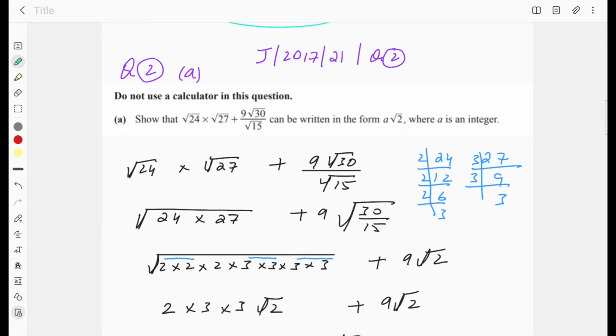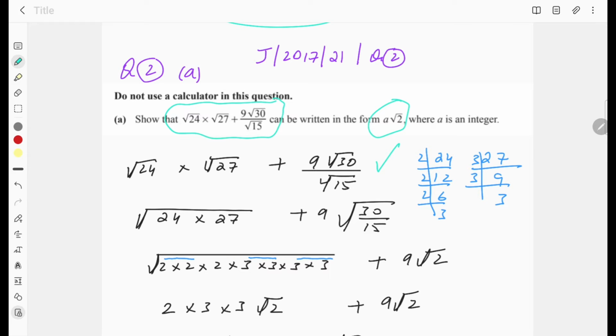Move on to the second example. It is June 2017, variant 21, question number 2. There is an expression given to you. You have to simplify it in the form a under root 2. Here I have copied the question.